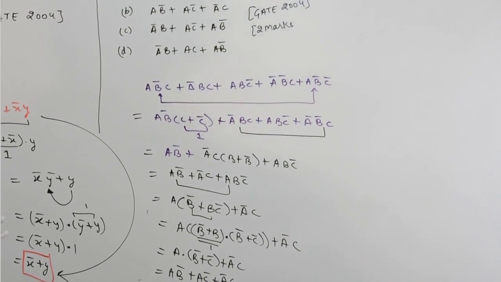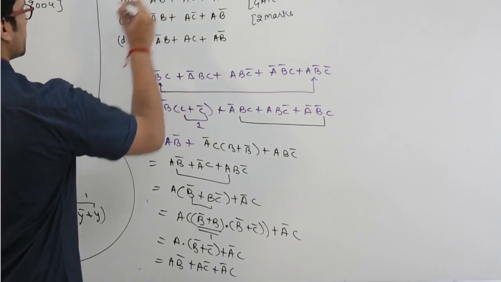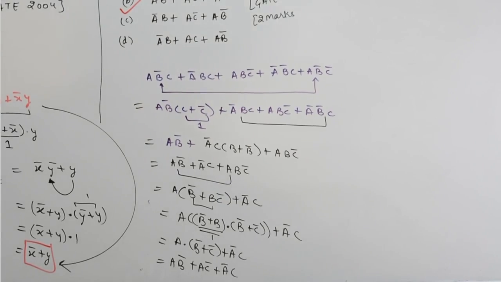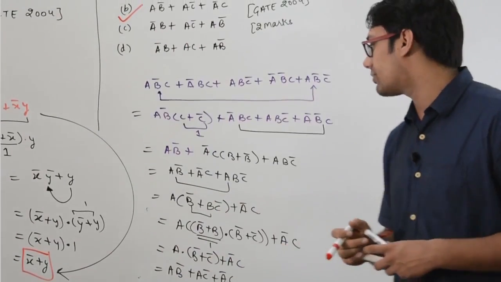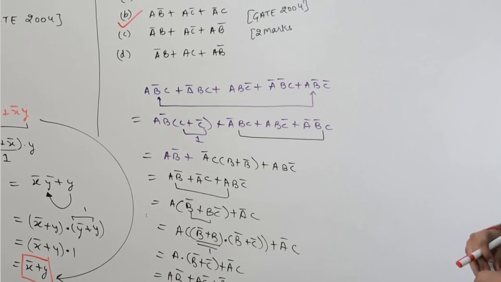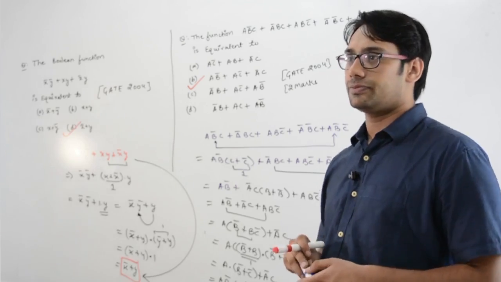So this is matching the option number B here. So option number B is correct. So as you can see, it is a very simple question. It will just take a little bit of practice to solve these kind of questions, right? So we'll take more examples here.